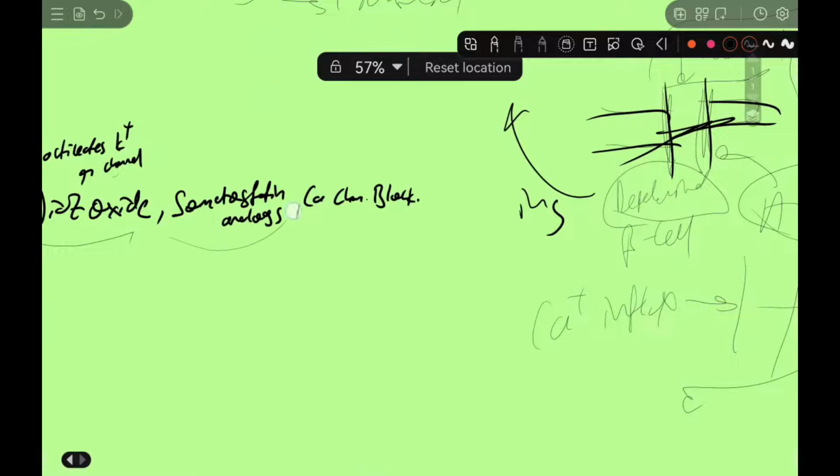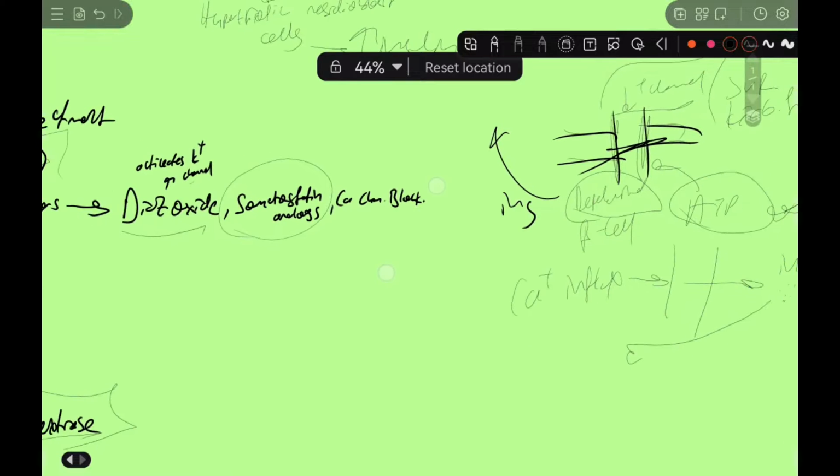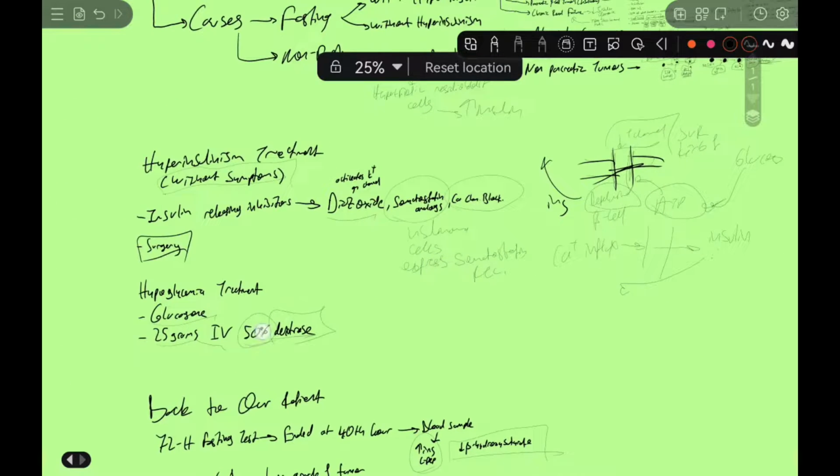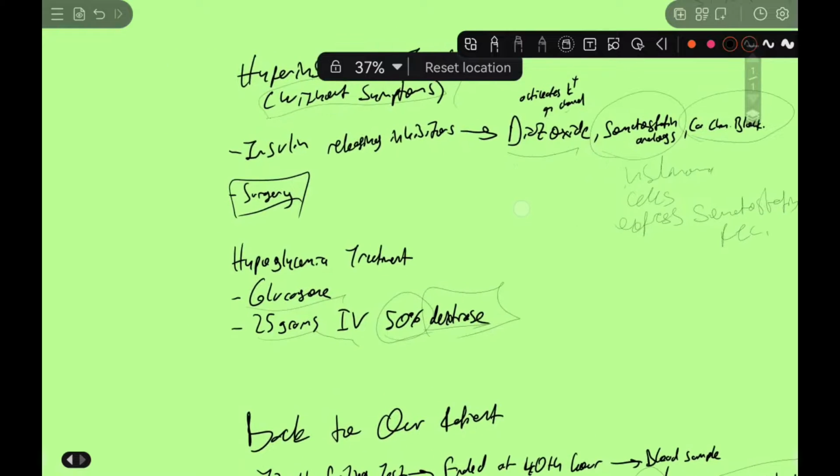We will also have somatostatin analogs because insulinoma cells express somatostatin receptors. And we can also use calcium channel blockers. And the primary treatment is surgery.